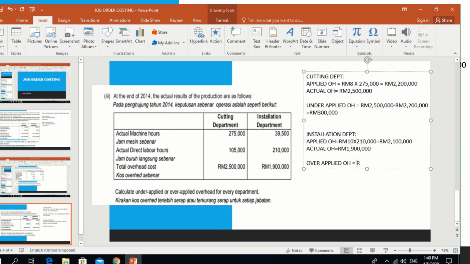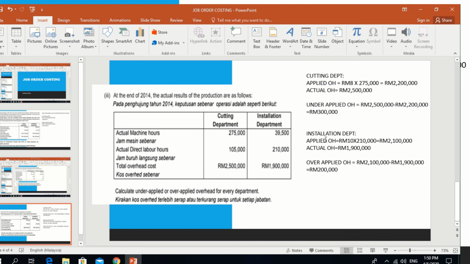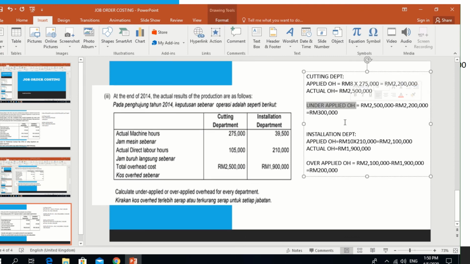Okay, RM2,100,000, deduct dengan RM1,900,000. Okay, so we will get RM200,000. So RM200,000 is over applied. Over applied overhead 200,000. Okay. So this is the answer for installation department, and this one is for cutting department. Under applied 300,000 for cutting department, and for installation department over applied 200,000. Okay, that's all. Okay, thank you.